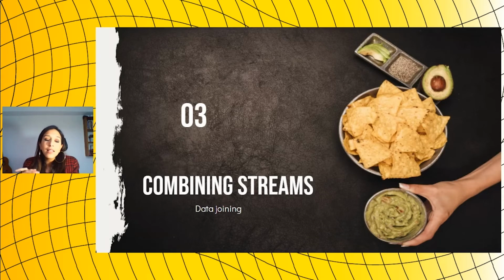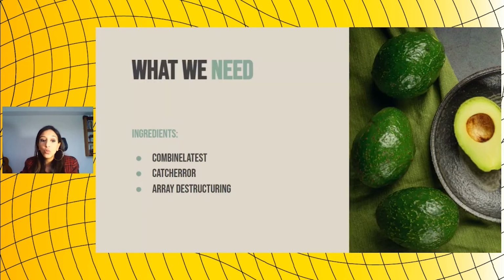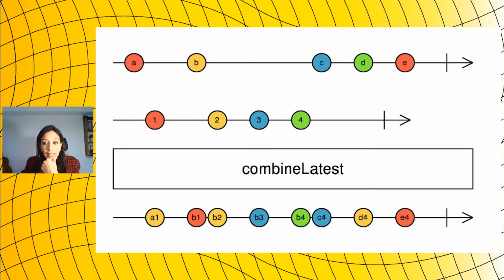And yeah, this is exactly the same thing. If you have two data separated in many streams, then you can join them using RxJS, and you will need combineLatest. In my case, this is the operator I used in my recipe, but there are many other combination operators that you can use. The catchError and the array destructuring technique. And let's start with combineLatest.